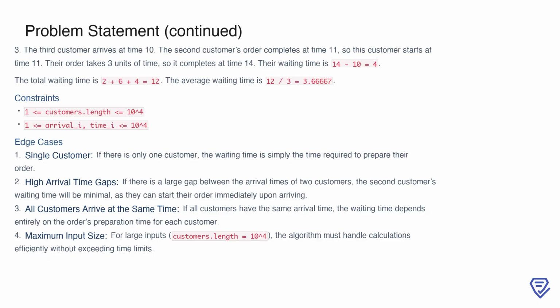Finally, the problem specifies some constraints and edge cases to consider. For example, if there is only one customer, their waiting time is simply the preparation time for their order. If there are large gaps between arrival times, the waiting time for later customers might be minimal. Similarly, if all customers arrive at the same time, the waiting time depends entirely on the order of preparation. The algorithm must also handle large inputs efficiently to avoid exceeding time limits.